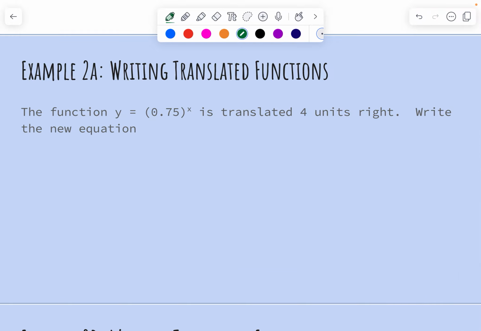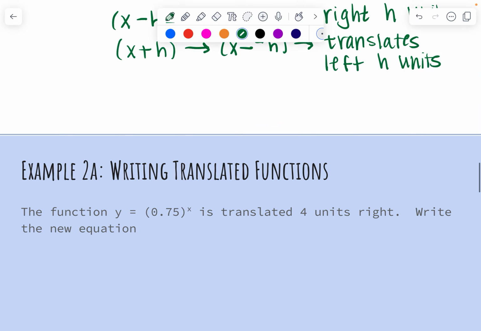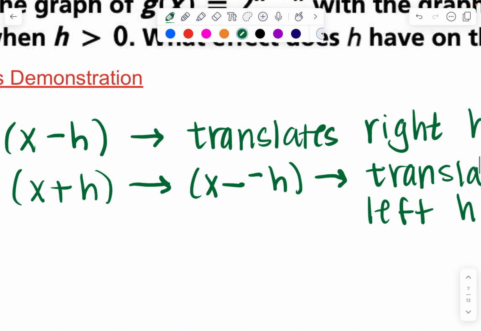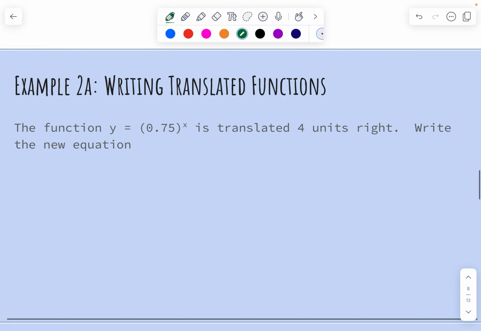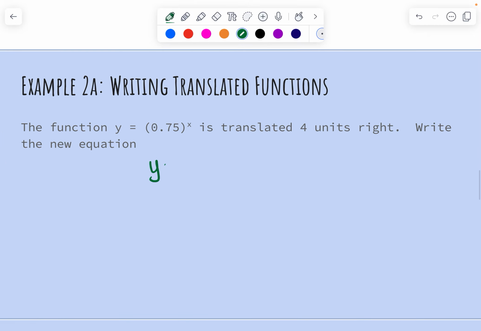So the function y equals 0.5 to the power of x is translated 4 units right. Write the new function. So again, if it's moving to the right, that means we're doing x minus the number. So y equals 0.5 to the power of x minus 4. Make sure it's clear that the minus 4 is up with the exponent.